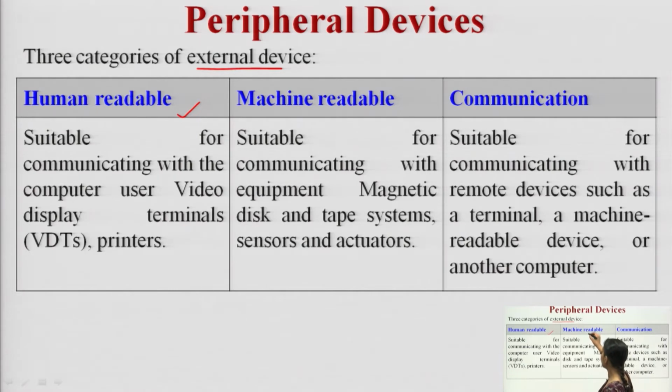Then the second type is machine readable. Machine readable means they are suitable for communicating with equipment, like the magnetic disc or tape that we are using, or the sensors or the actuators; they are understood by our CPU. Then the third is communication. The third type of peripheral devices is suitable for communicating with remote devices such as a terminal, or we can say machine readable, or another computer. So, these are the three categories of our external devices.